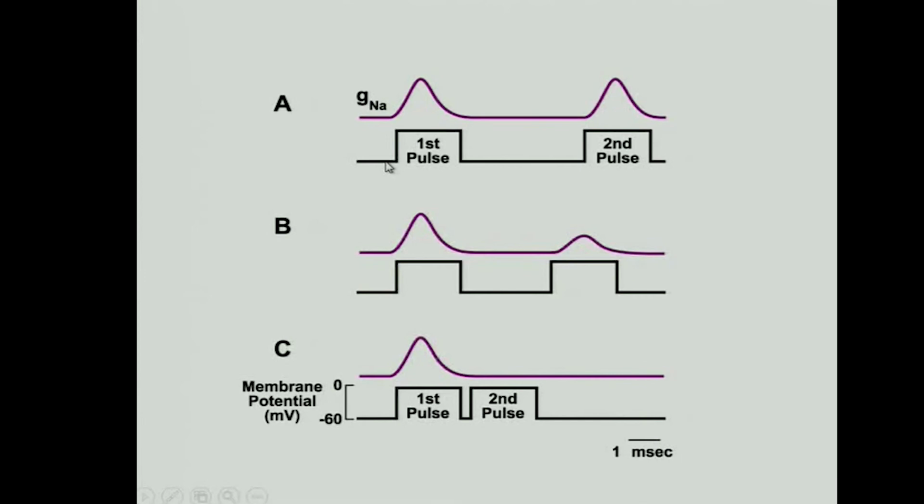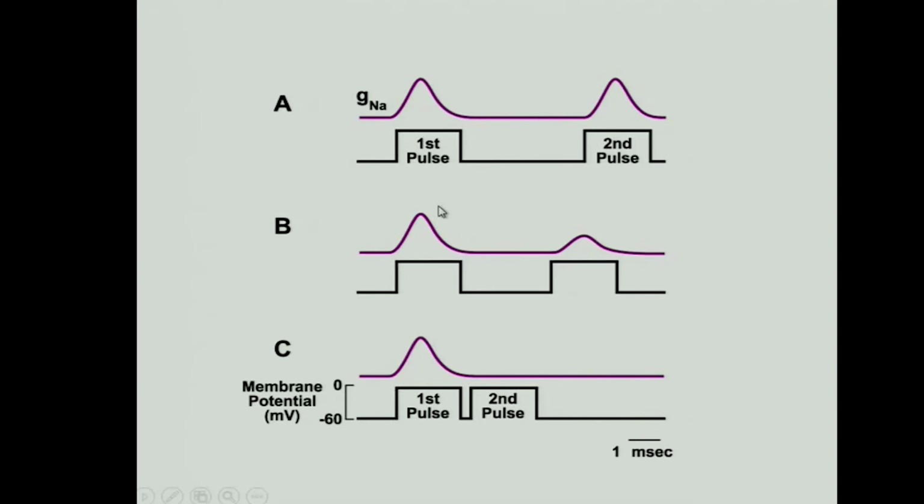You depolarize the cell from minus 60 up to about 0 millivolts. And then you measure the changes in sodium permeability. Just like what you saw, there's the process of activation or opening of the channel, and then there's the inactivation process. If you give a second pulse, a second depolarizing stimulus, several milliseconds later, you see that you get a change in sodium permeability, just like the change that you saw the first time.